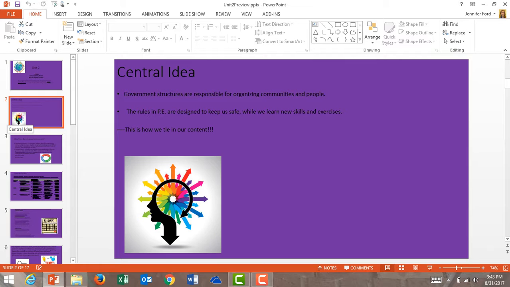The central idea is government structures are responsible for organizing communities and people. You're thinking, government, what? We teach PE. Let me help you make the connection. The rules in PE are designed to keep us safe while we learn new skills and exercises. That is my PE specific central idea. This is basically how we're going to tie in our content.